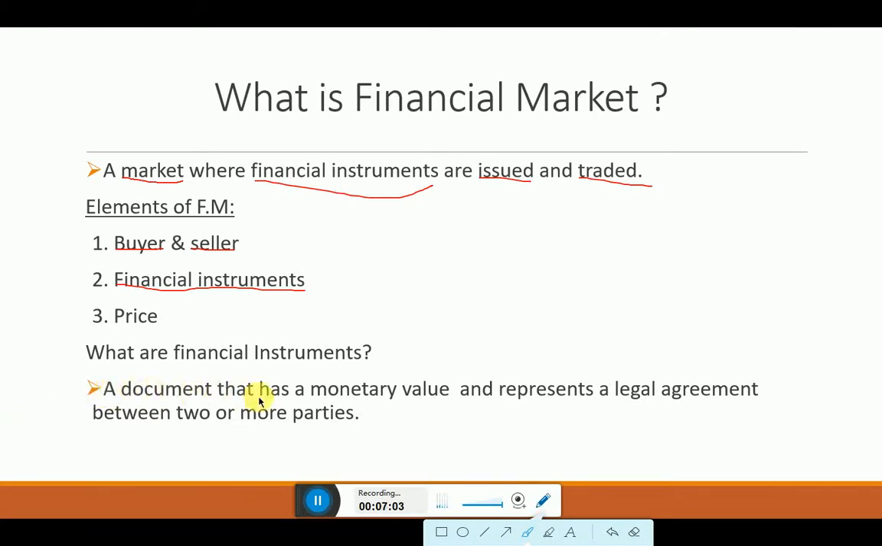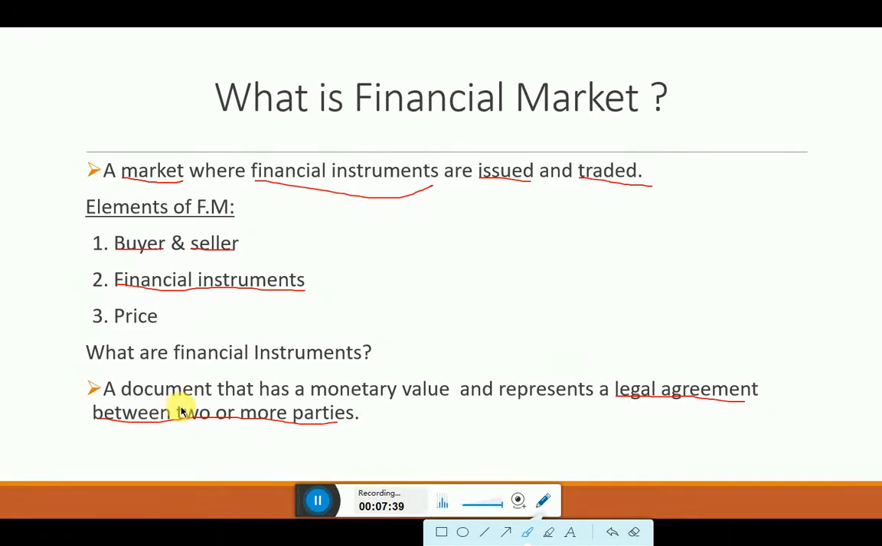It's once again explained here: a document that has a monetary value and represents a legal agreement between two or more parties. Here, what we mean by a legal agreement between two or more parties is the promise given or taken by two or more parties, and those two parties could be buyer and seller, or they could be issuer and purchaser, or we can say the buyer, or the investor, right?